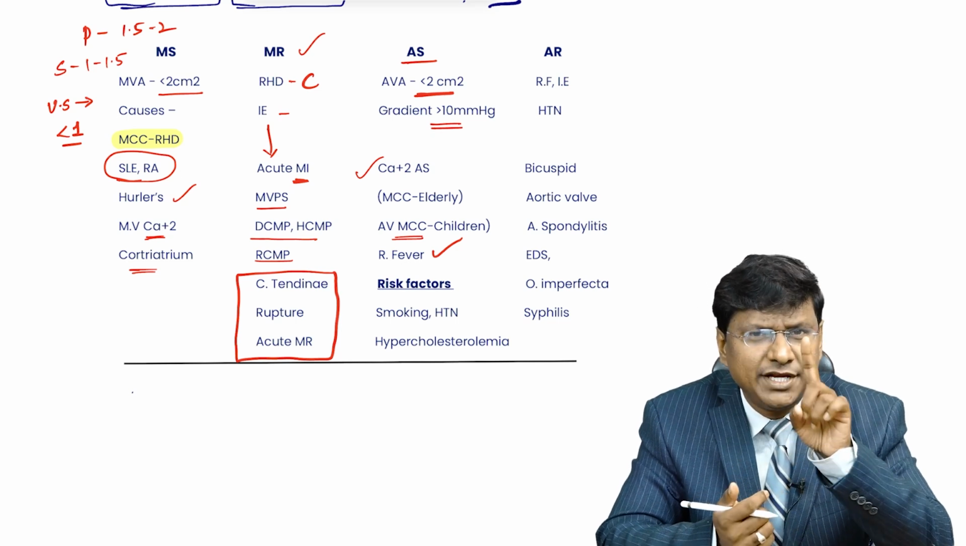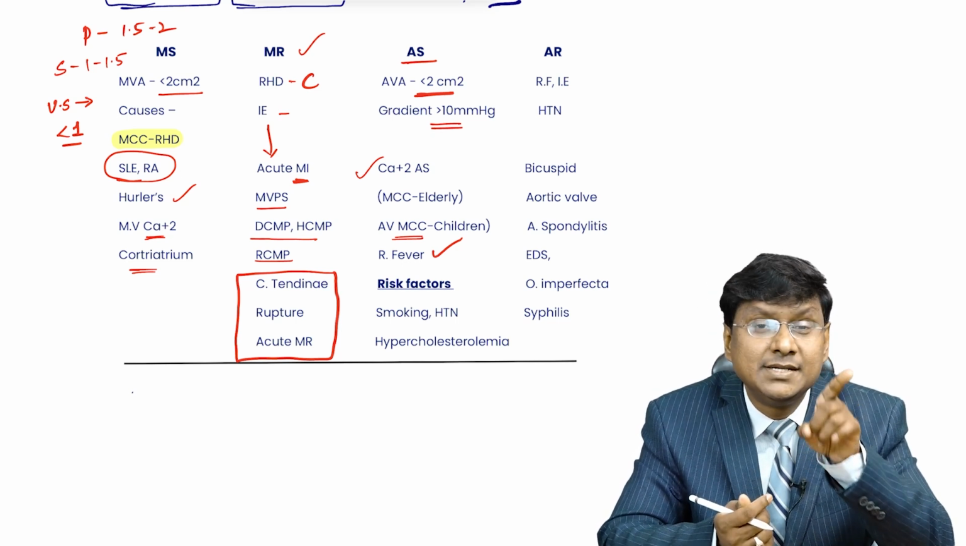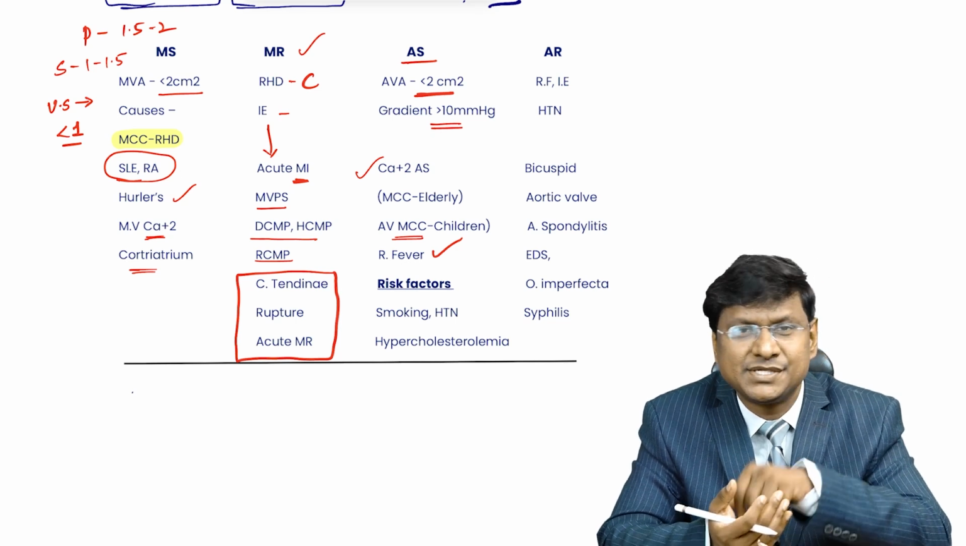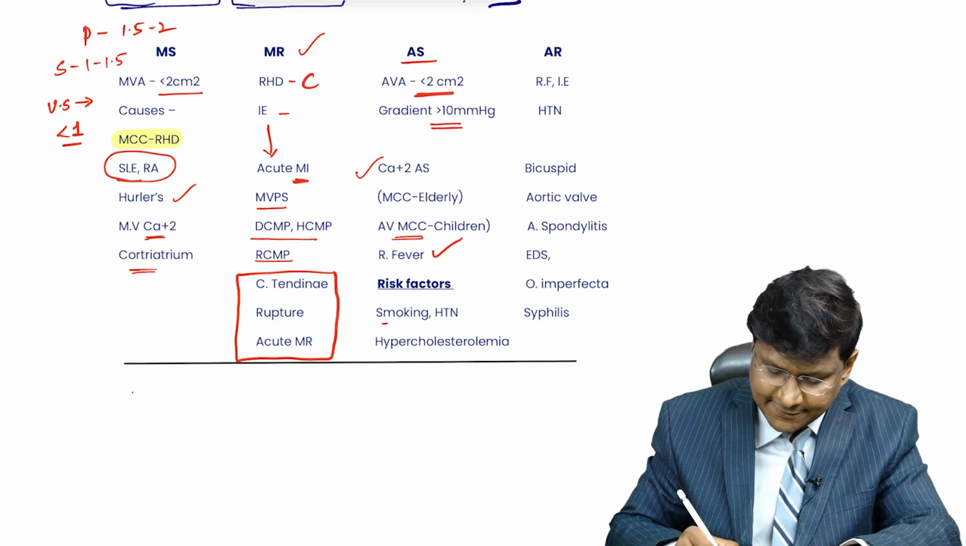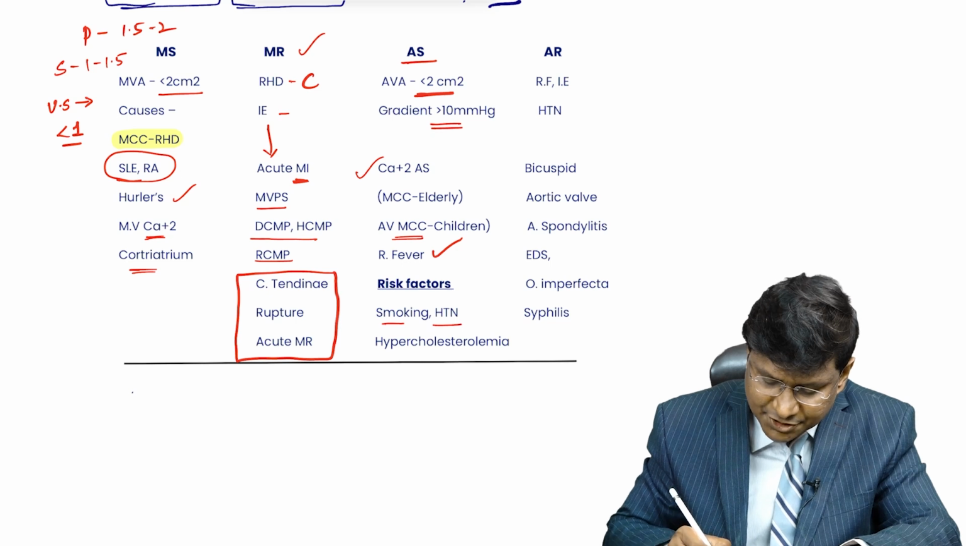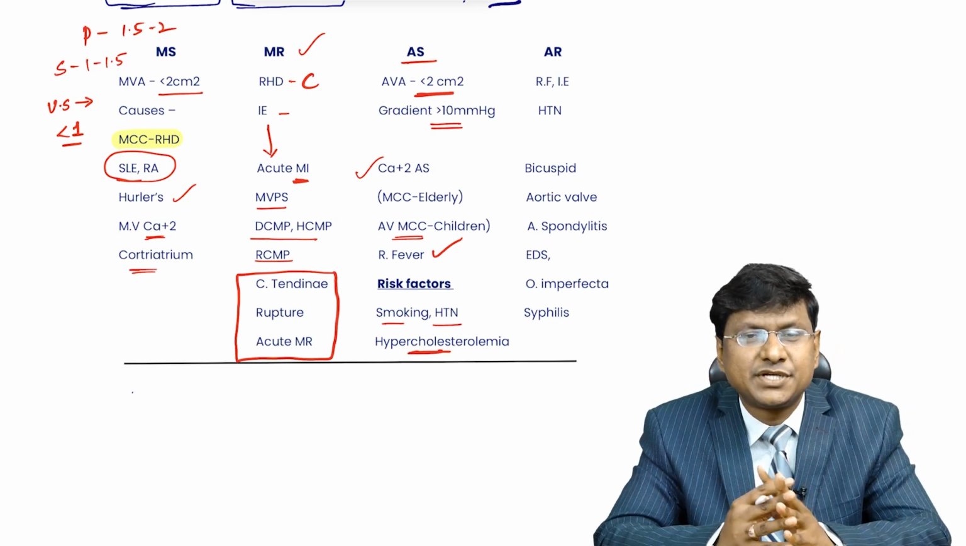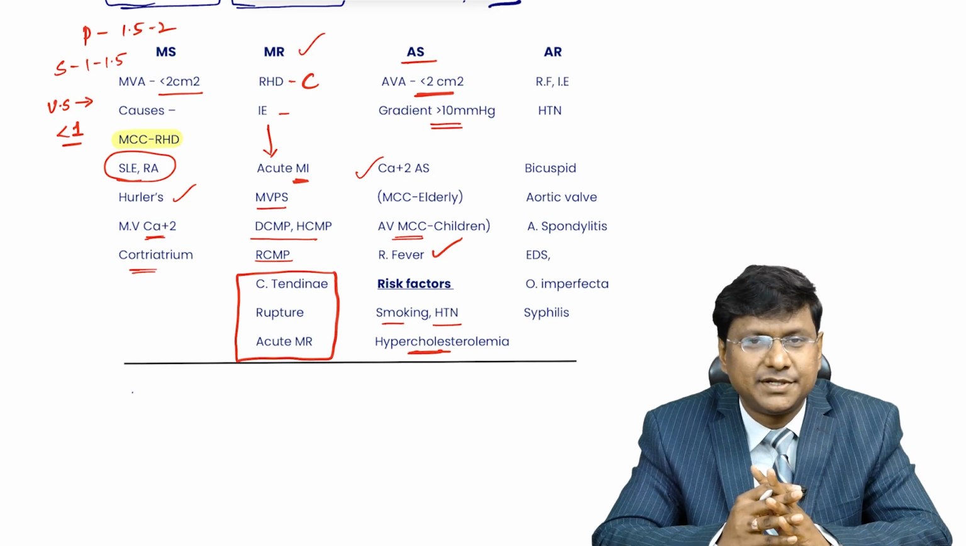And you also need to know what are the other important risk factors for the development of the aortic stenosis. That includes smoking, hypertension, and as well as the dyslipidemia. So these are the other risk factors which can contribute to the development of the aortic stenosis.